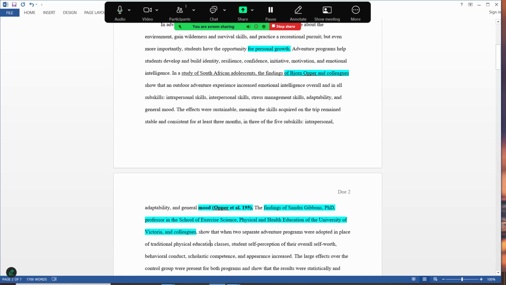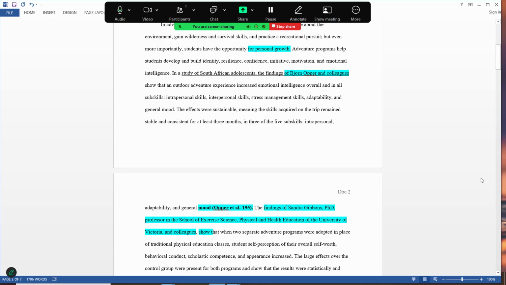So we are here telling our readers, look, don't believe me, I'm not an expert, I'm just a student, but I have the research of Sandra Gibbons, PhD, and guess what she is? She's a professor, and she's bringing her colleagues along, and they have findings. And then right here, our student is explaining what her findings, what her studies show, and she actually uses that verb, show.